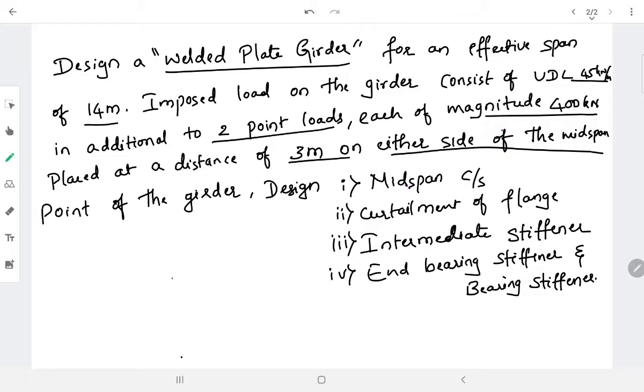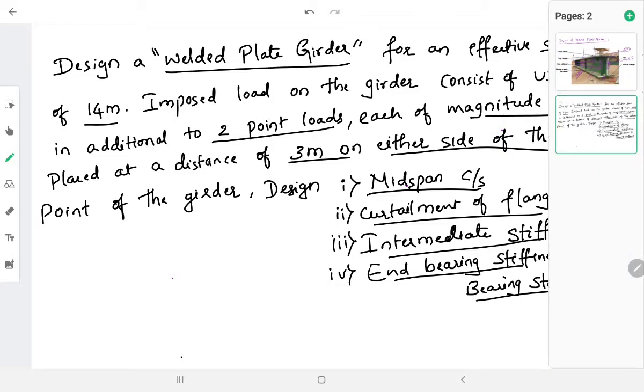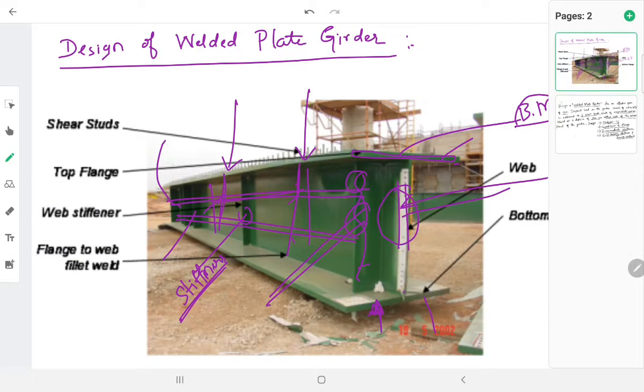Design, he is asking four types here. First is midspan cross section of the plate girder, then curtailment of the flanges, then intermediate stiffener and end bearing stiffener. With that, bearing stiffener are asked to you. So this is the statement of the problem. Here I'll try to make you understand that.